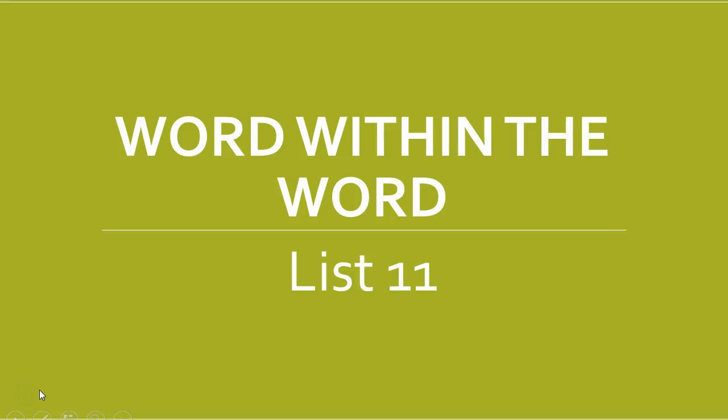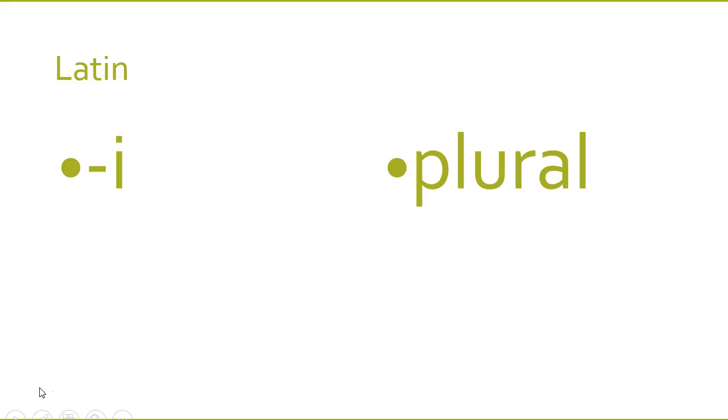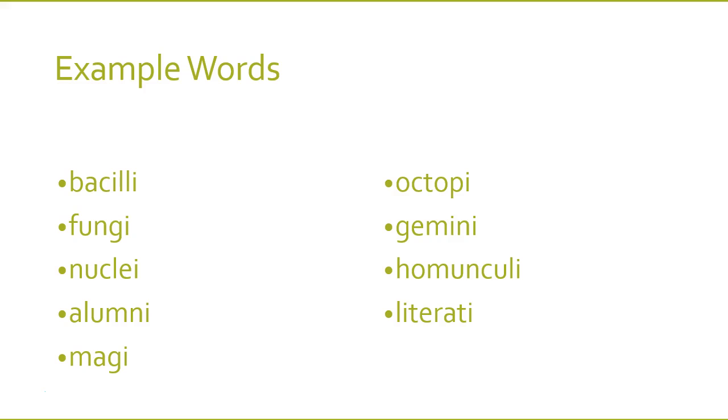Okay, here's the words from list 11. Our first stem is I. I is always put at the end of a word, and it means plural. Let's look at some example words. Bacilli, fungi, nuclei. A lot of science words, as you've probably figured out.